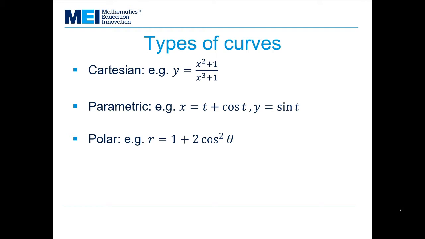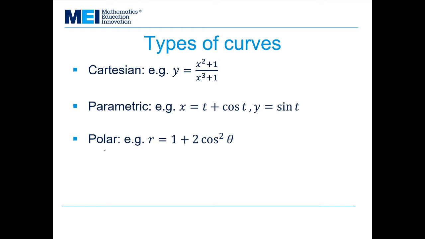In this video and the next two videos, we're going to look at families of curves. You need to be familiar with Cartesian, such as y equals (x squared plus 1) over (x cubed plus 1), so you've got something with x's and y's in it. Parametric equations, so for example, x equals t plus cos t, y equals sine t. So we've got x and y expressed separately in terms of a parameter t.